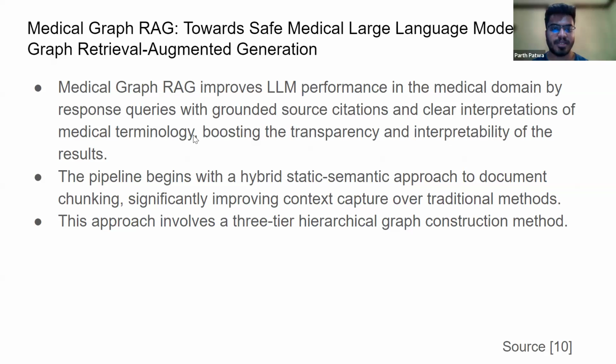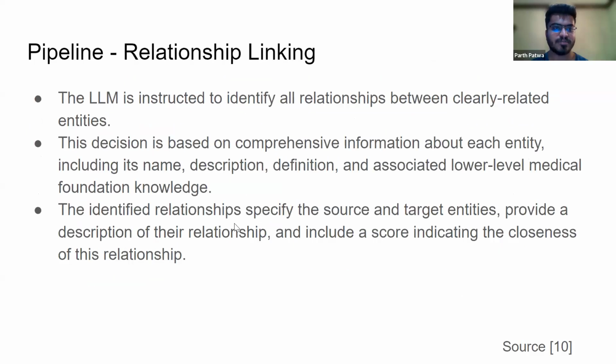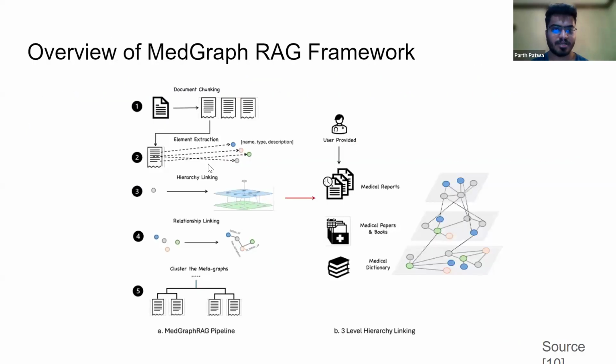Then we have a medical graph RAG where we need to retrieve medical documents. Obviously for all RAG systems, factuality is necessary, but more so for medical, which is why this paper proposes a three-step hierarchy where the document is chunked, we extract the elements, and then hierarchy linking, which is 3-step, where we have the medical reports, the books, and the dictionary. And finally, based on this clustering, we are doing our querying.